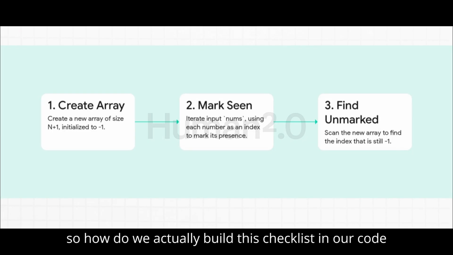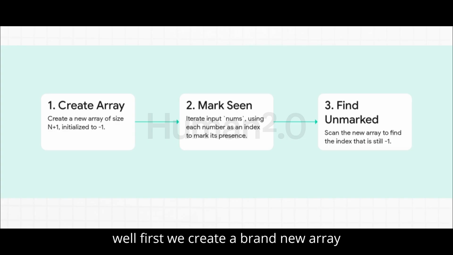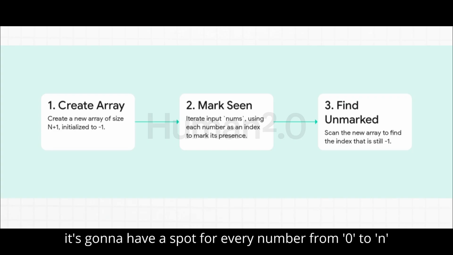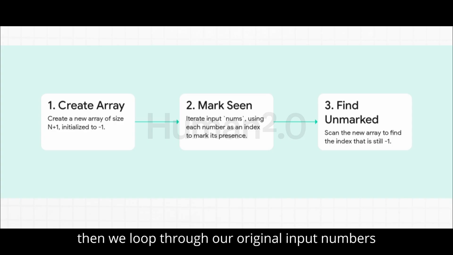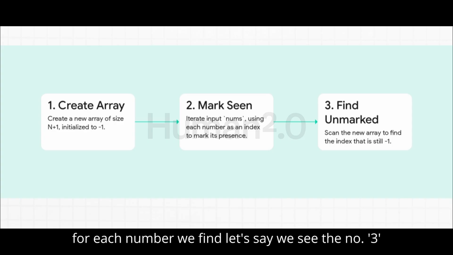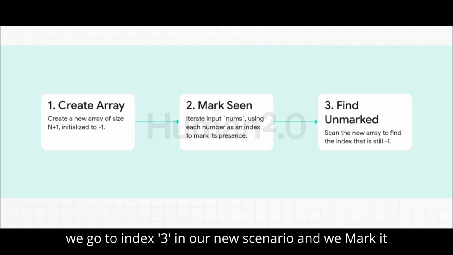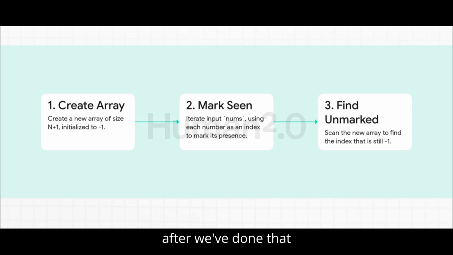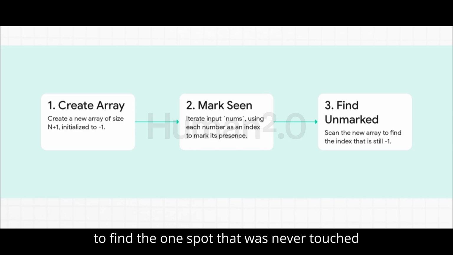So how do we actually build this checklist in our code? Well, first we create a brand new array. Let's call it our seen array. It's going to have a spot for every number from 0 to n. Then we loop through our original input numbers. For each number we find, let's say we see the number 3, we go to index 3 in our new seen array and we mark it. After we've done that for every single number in the input, we just do one final quick loop through our seen array to find the one spot that was never touched. That index is our missing number.